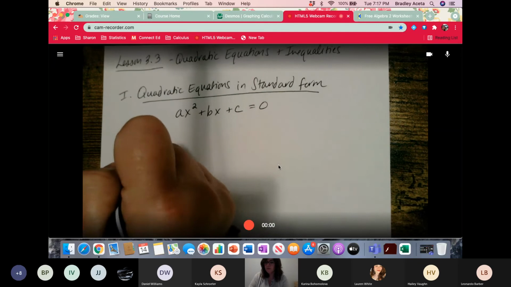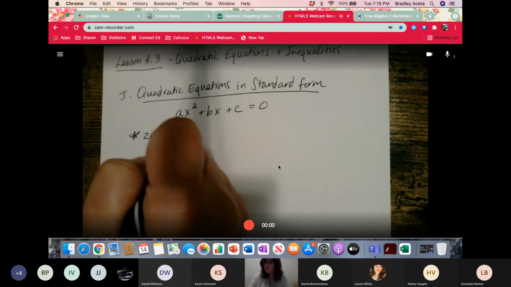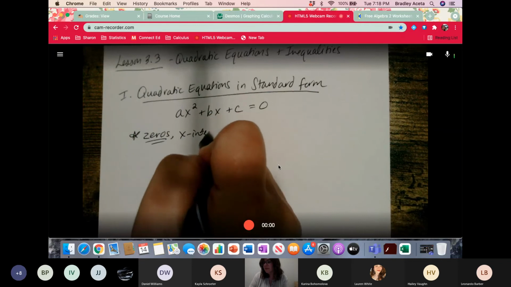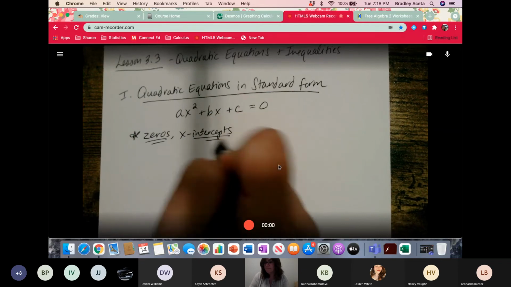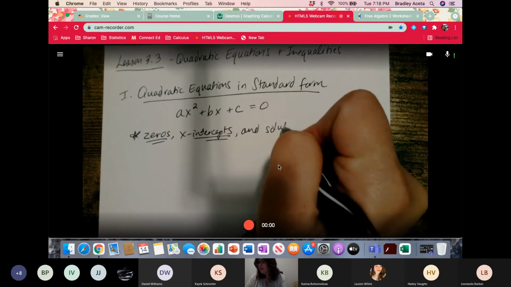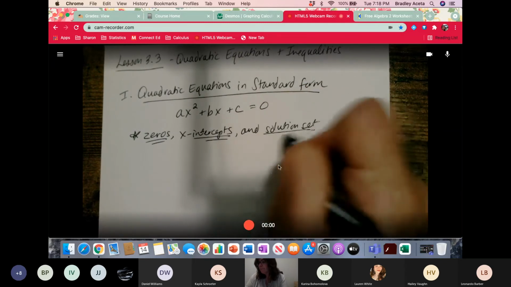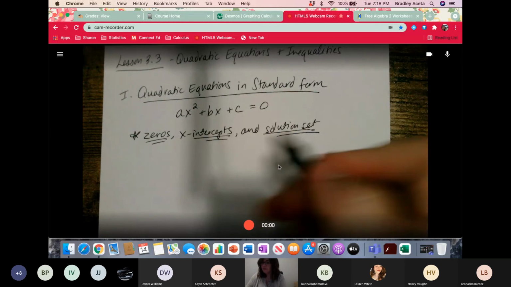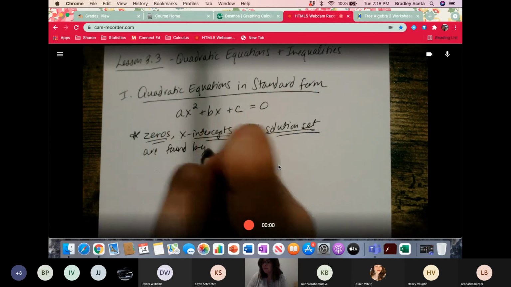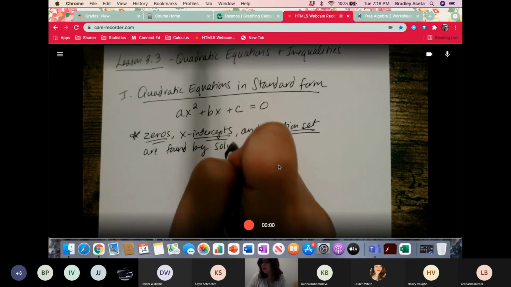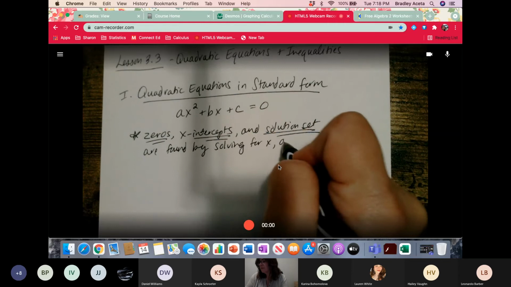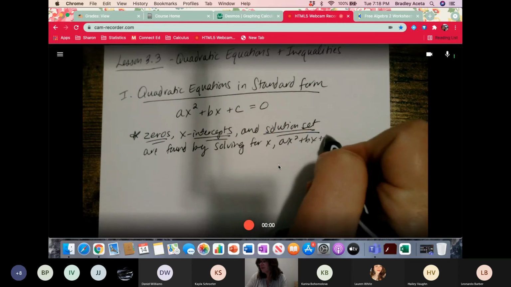Put a little star here. They're called zeros. They are called x-intercepts. And the solution set. Are found by solving for x. Ax squared plus bx plus c equal to 0.